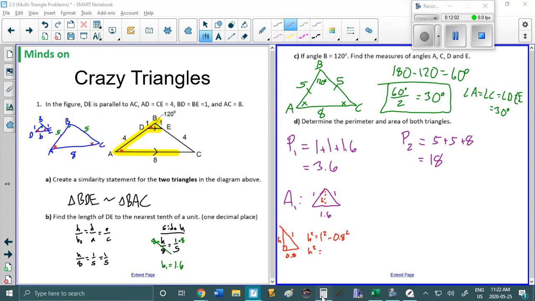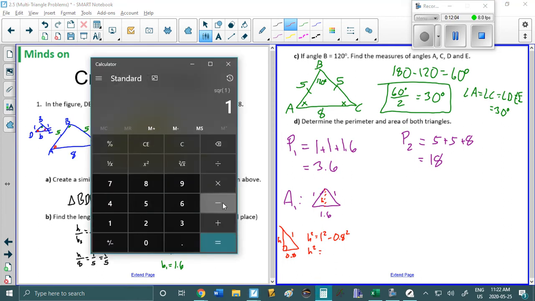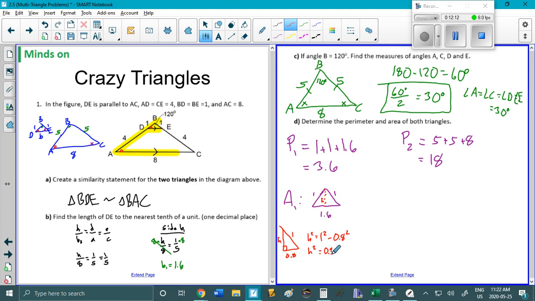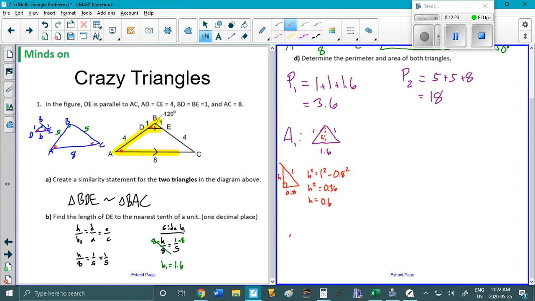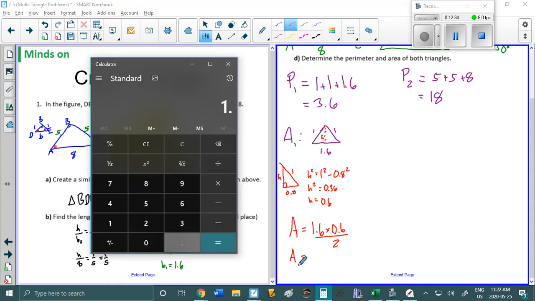So 1 squared minus 0.8 squared equals 0.36. And we take the square root of that, and we get 0.6. And finally, the area is the base, which is 1.6, times the height, divided by 2. So 1.6 times 0.6 divided by 2, we get 0.48.